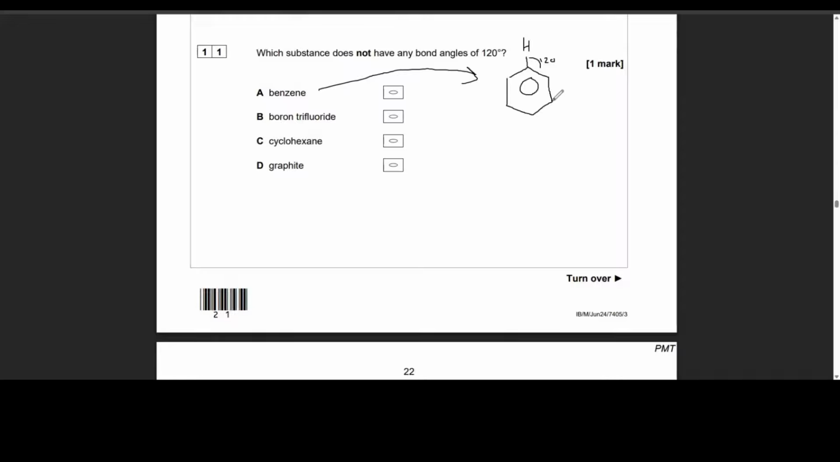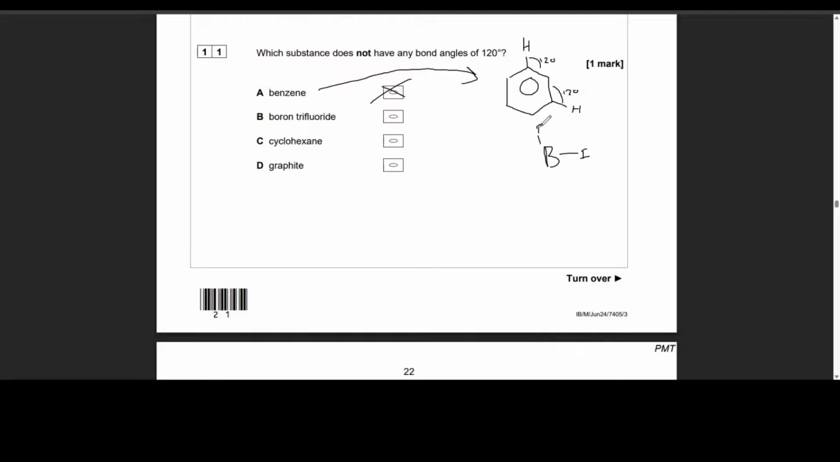So is it A? Well, no. A, you can see here, benzene has 1 hydrogen coming off a carbon, and then you've got the other 2 bonds to the other carbon. So that's 3 bonds around the central atom, the carbon at each point of the benzene. So it's 120 degrees, so that's not our answer. We're looking for one without 120 degrees.